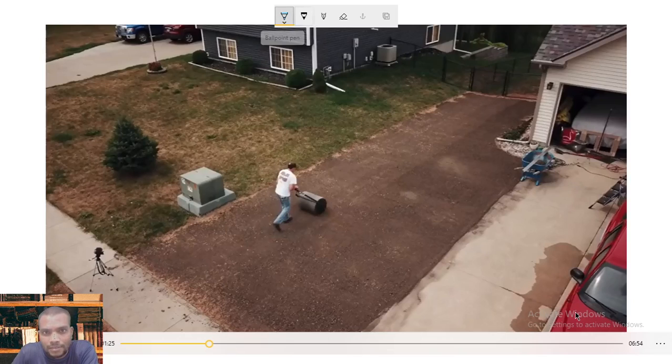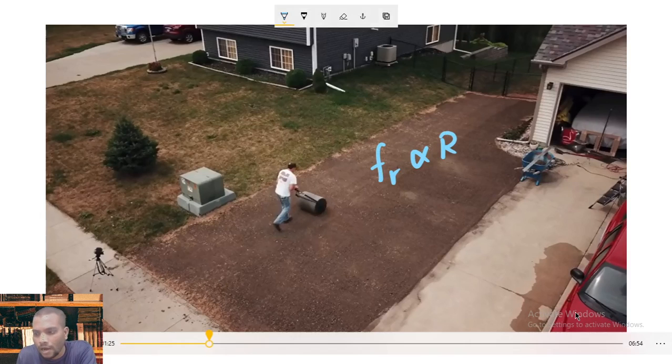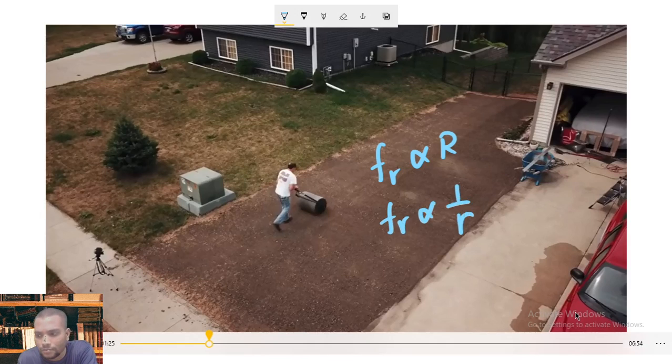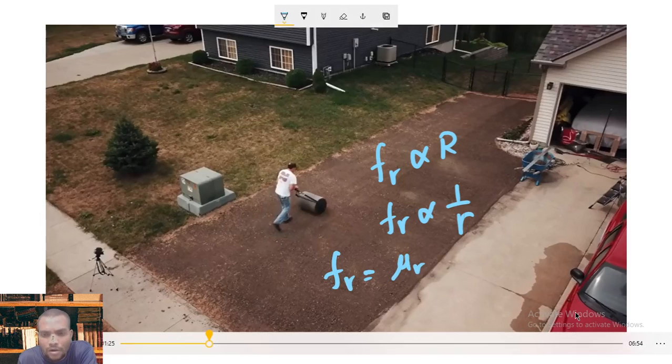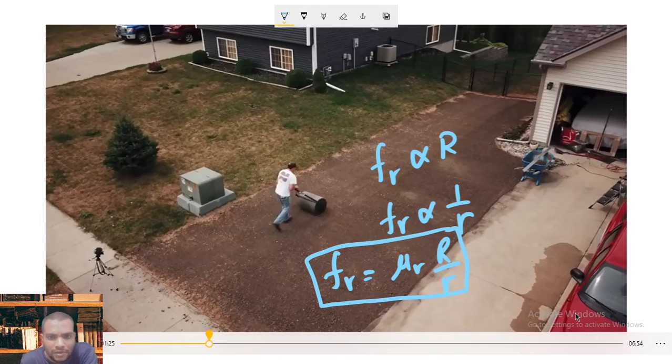In the previous class we discussed rolling friction. Rolling friction F_R is directly proportional to the normal reaction force R, and inversely proportional to the radius of the cylinder or wheel. So we got rolling friction F_R equal to mu_R, which is known as the coefficient of rolling friction, times capital R upon little r. This is the expression for rolling friction, where mu_R is defined as the coefficient of rolling friction.